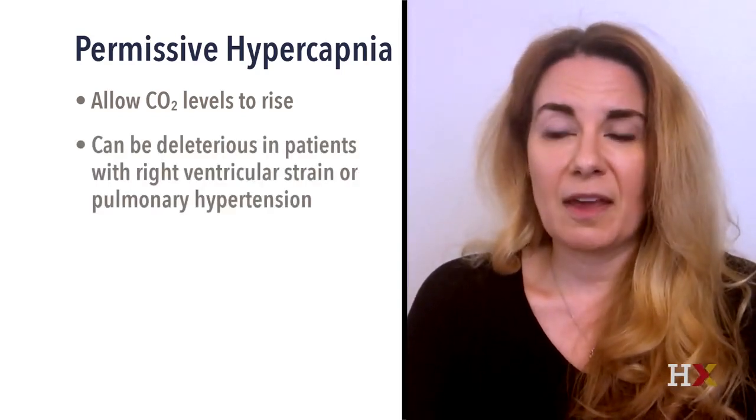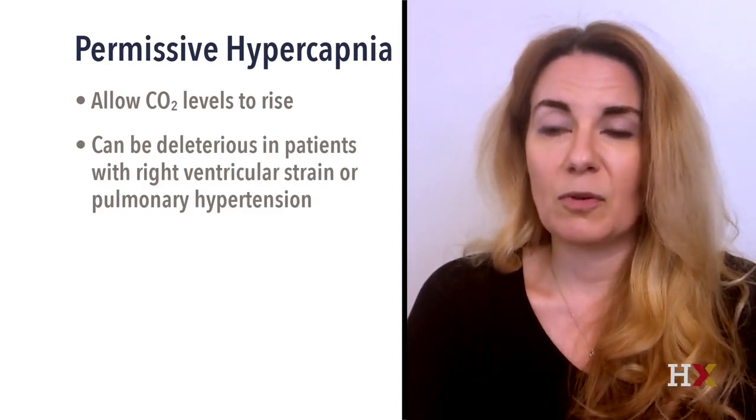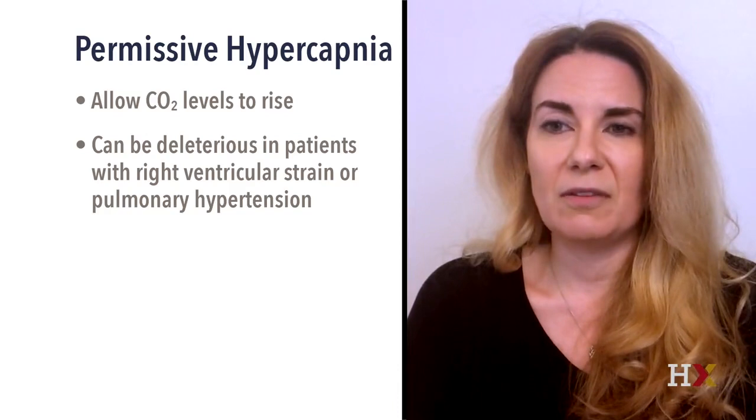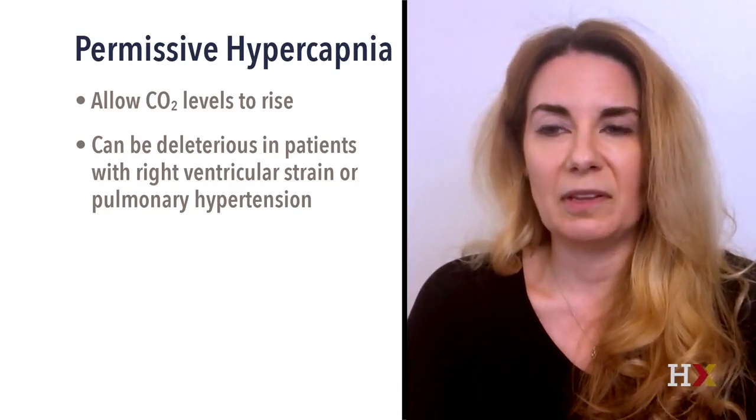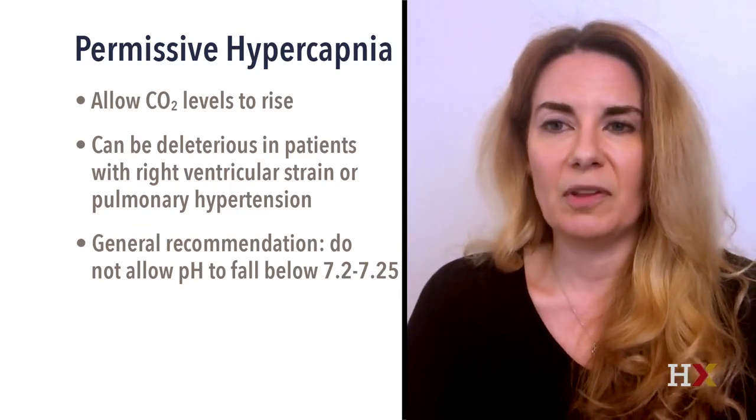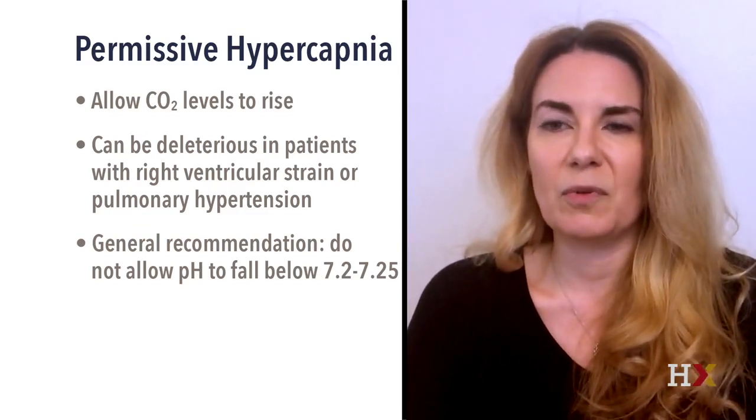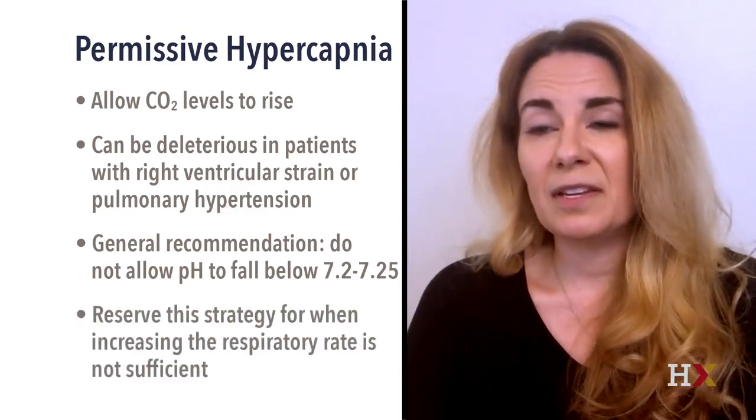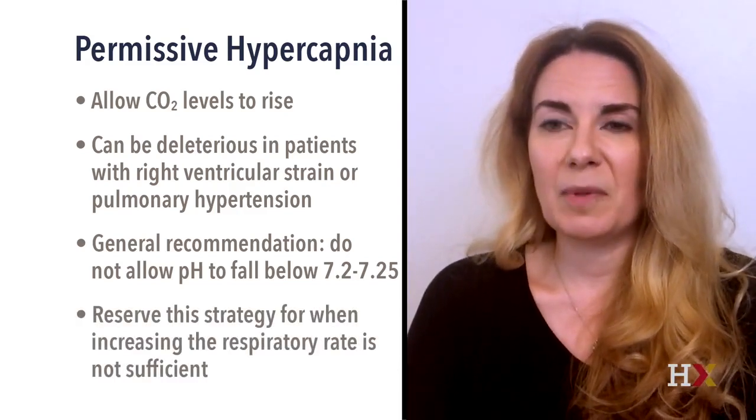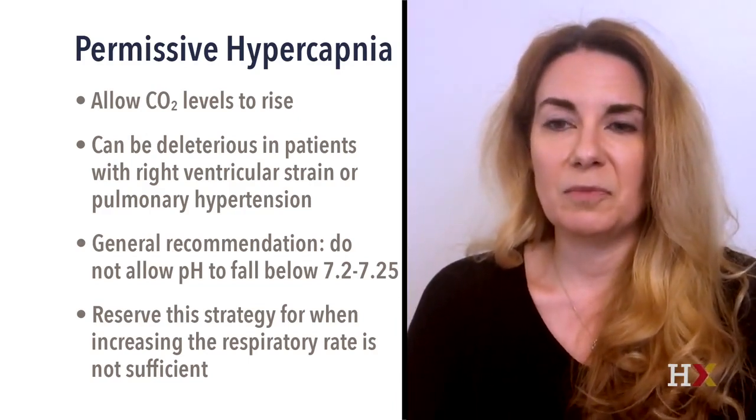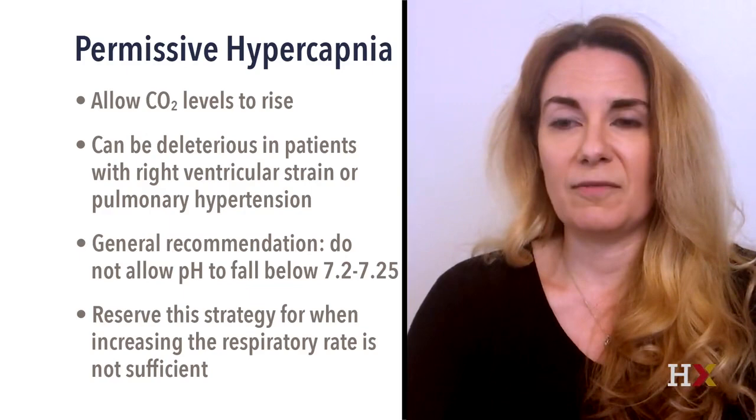However, when patients have evidence of right ventricular strain or pulmonary hypertension, we do have to be cognizant that having an increase in CO2 can at times be somewhat deleterious. Therefore, most authors recommend that we not let the pH fall below around 7.2, 7.25 if we're using a permissive hypercapnia strategy. Trying to increase the respiratory rate to optimize the CO2 is a better move, and permissive hypercapnia should be reserved if that's not sufficient.